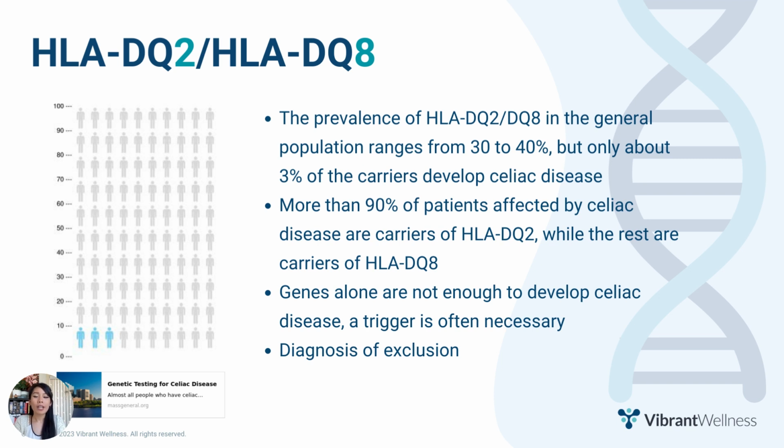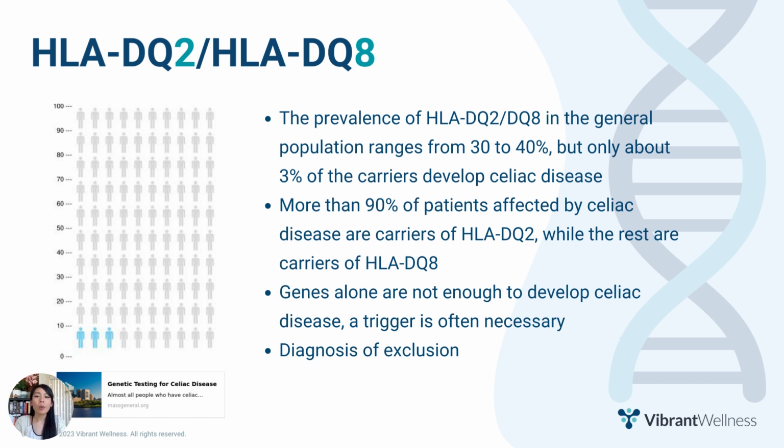Having positive results for HLA-DQ2 and or HLA-DQ8 doesn't guarantee celiac disease. The genetic test shows a person's potential for the disorder, but doesn't diagnose it. More than 90% of celiac patients will have HLA-DQ2 or HLA-DQ8 genes. However, only 3 out of every 100 people with these genes will go on to develop celiac disease.